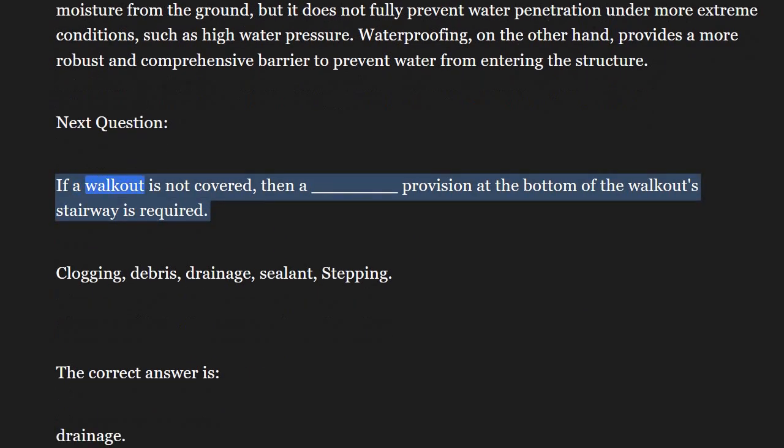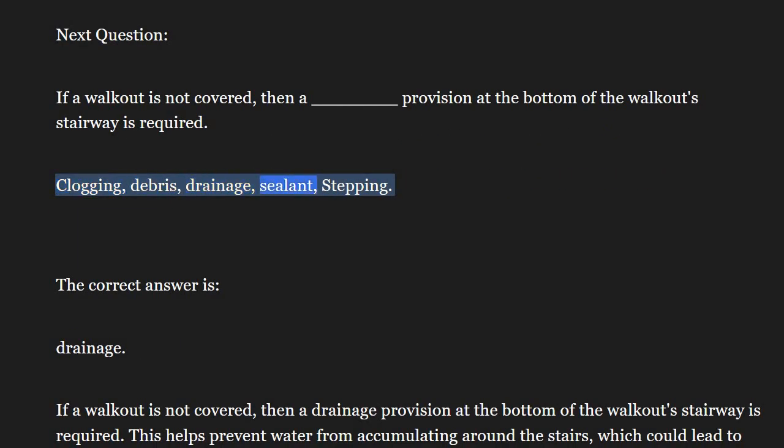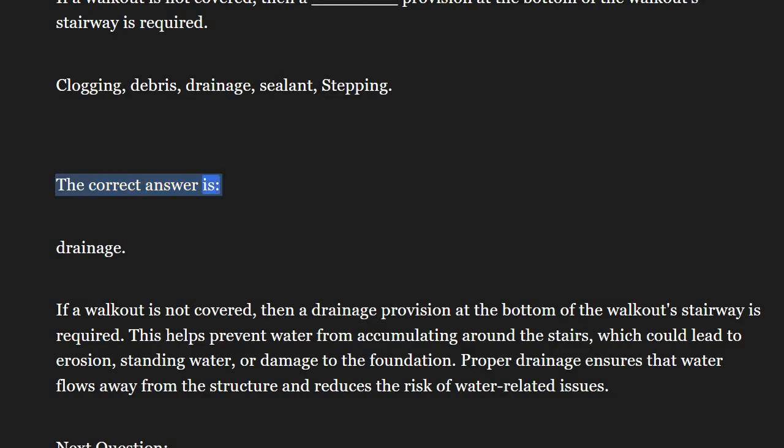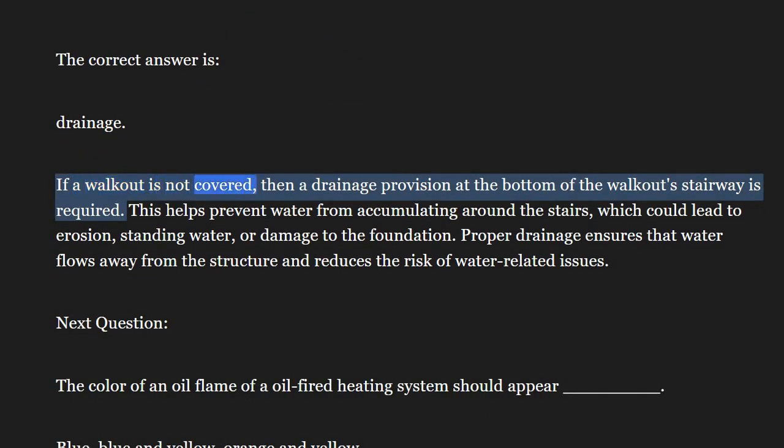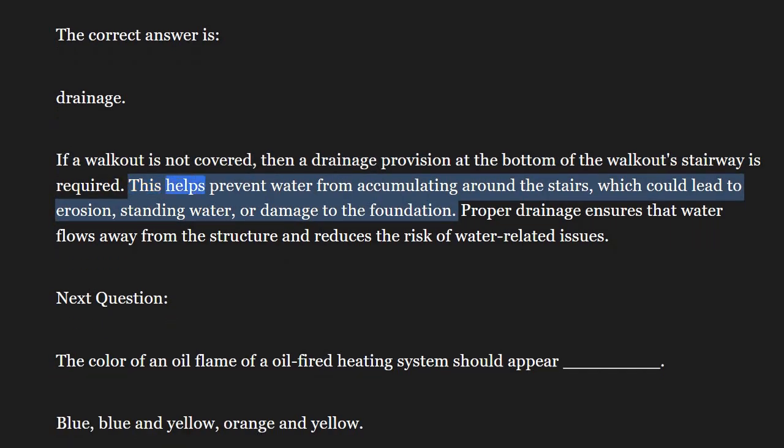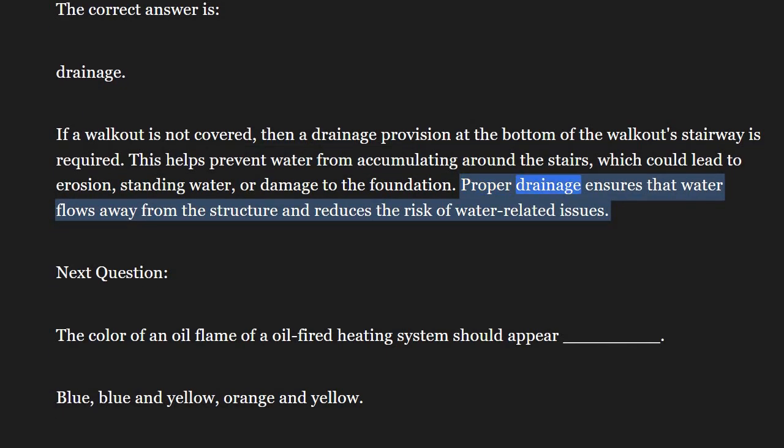Next question. If a walkout is not covered, then a ___ provision at the bottom of the walkout stairway is required. Clogging, debris, drainage, sealant, stepping. The correct answer is drainage. If a walkout is not covered, then a drainage provision at the bottom of the walkout stairway is required. This helps prevent water from accumulating around the stairs, which could lead to erosion, standing water, or damage to the foundation. Proper drainage ensures that water flows away from the structure and reduces the risk of water-related issues.